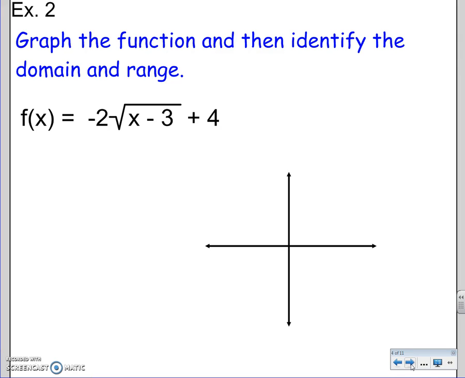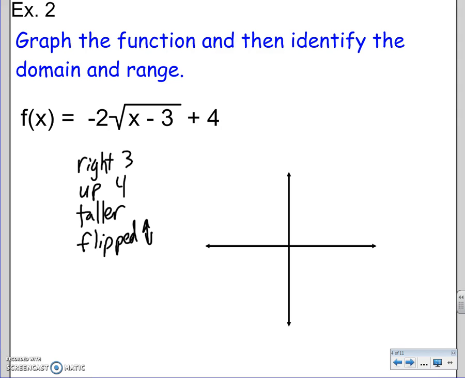Always do H and K first. That negative 3 means it is going right 3, opposite. That plus 4 means it's going up 4. That 2 means it is taller and skinnier. And that negative means it's flipped, so we still flip it. Flipped upside down.